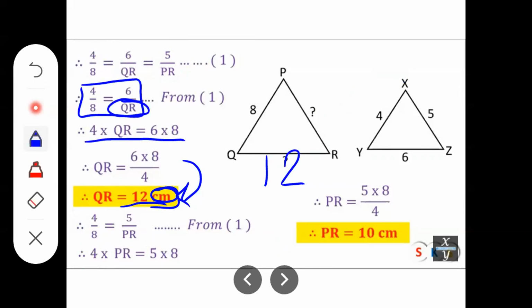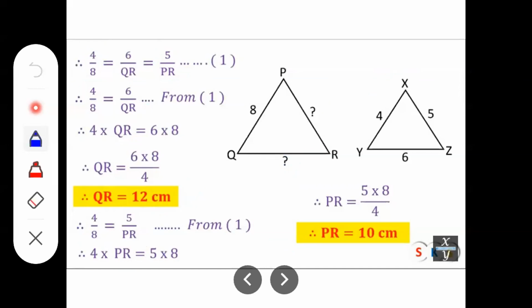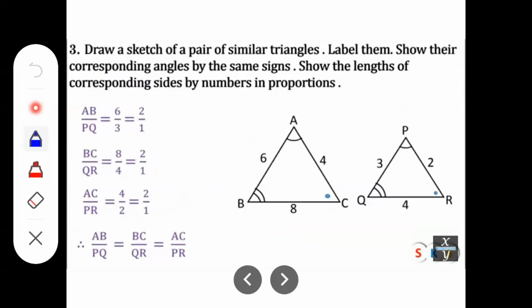And the last example here, example number 3, we have to draw the diagrams as per the instructions given in the example. Now what we have to do here is draw a sketch of a pair of similar triangles. So here are similar triangles, triangle ABC and triangle PQR.